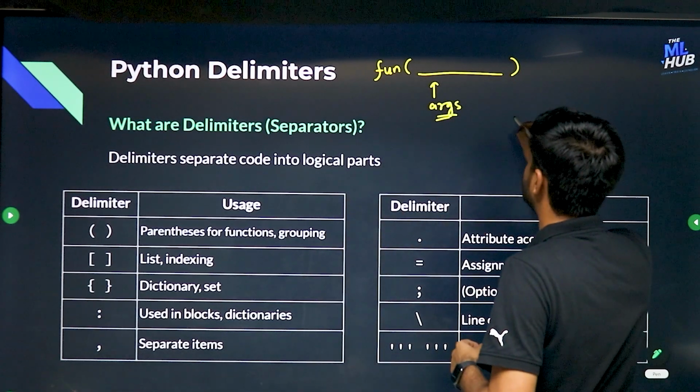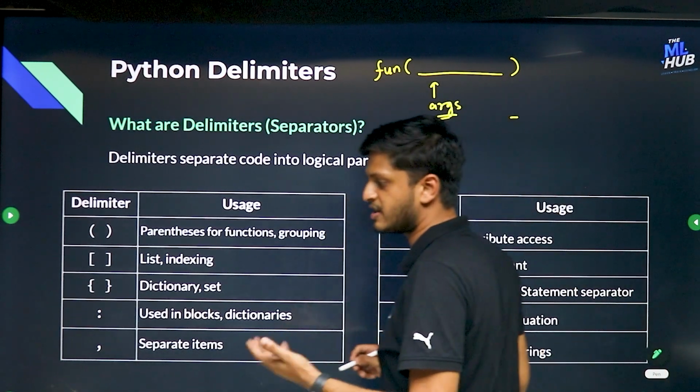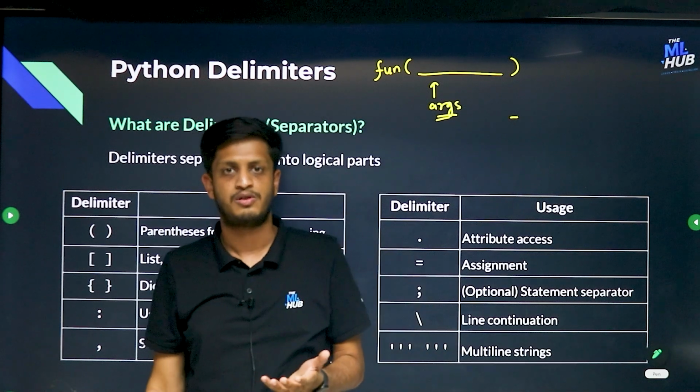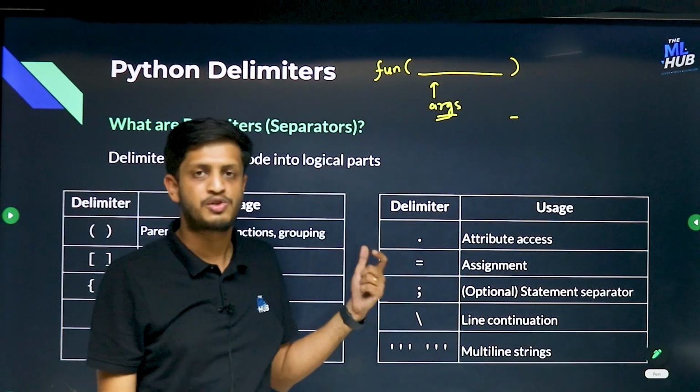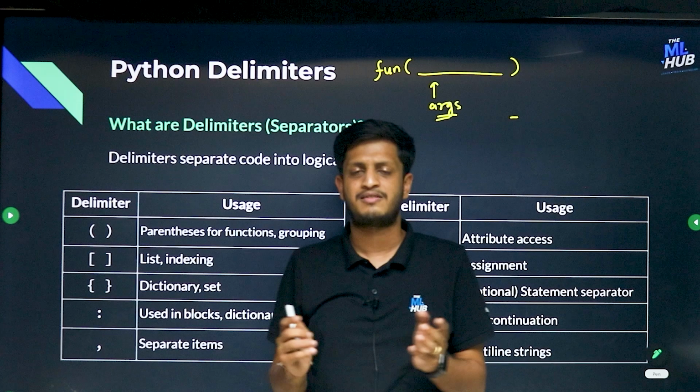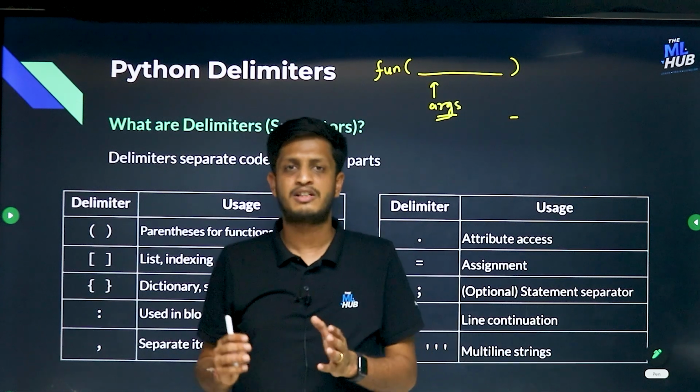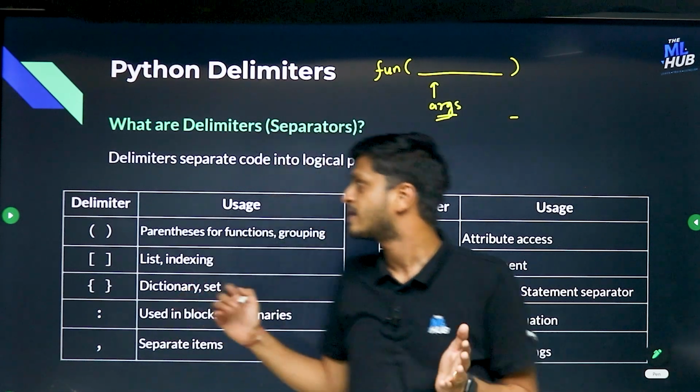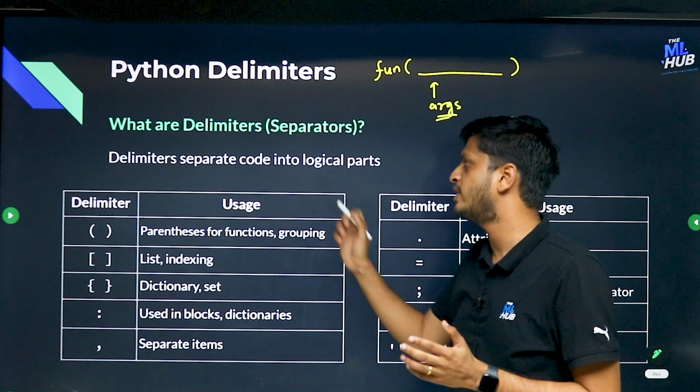Or whenever you write a space, just for beautification, or sometimes it might be necessary also, right? Space is also a delimiter. They are all called separators. They are just for readability, or they might have some specific meaning also. But generally they are used to separate code into logical parts.